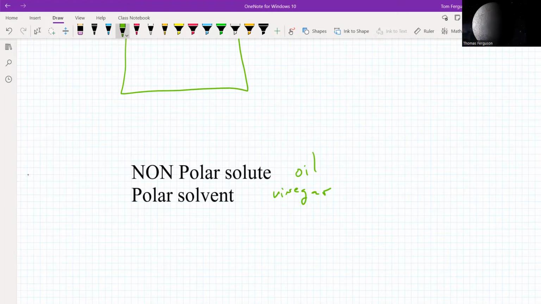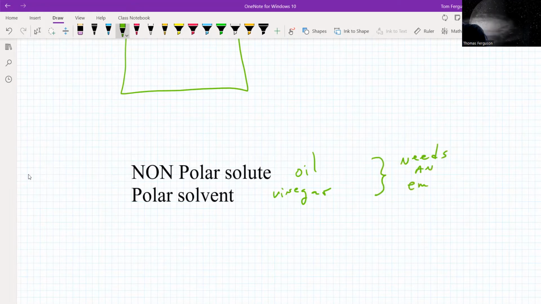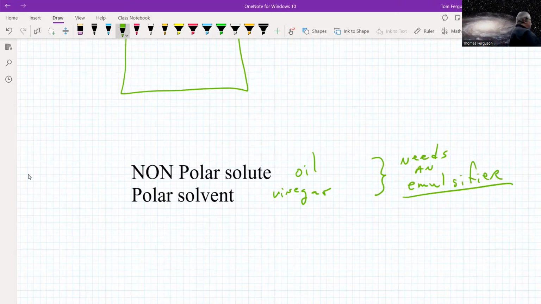The deal is the emulsifier. An emulsifier will mix a nonpolar and a polar solution together. No emulsifier, it won't mix. Now, what is an emulsifier?